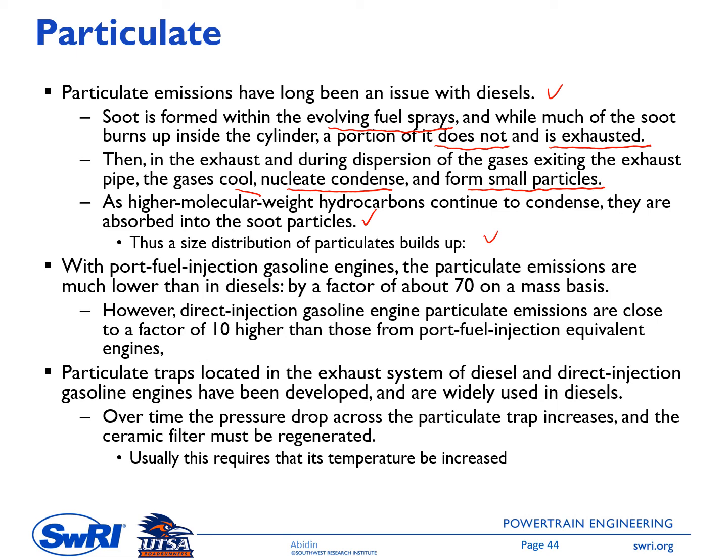For the PFI gasoline engine, usually they have much lower particulate emission than a diesel. It is by a factor of 70. However, the DI, so the GDI, has much higher particulate emission than the PFI gasoline engine. So this is by a factor of 10. Particulate traps located in the exhaust system of a diesel or a GDI engine have been developed and are used to reduce the particulate emission, but over time there will be an increase of the pressure across this particulate trap, and it requires a regeneration to burn up this trapped particulate.